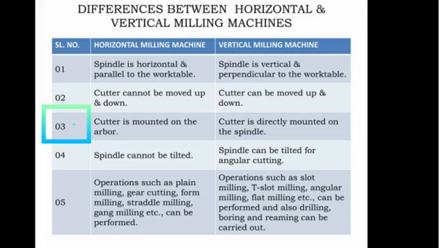3. On the horizontal milling machines, the cutter is mounted on arbor, while on vertical milling, the cutter is directly mounted on spindle. 4. On horizontal milling machine, the spindle cannot be tilted, while on the vertical milling machine, the spindle can be tilted for angular cutting. 5. On horizontal machines, operations such as plane milling, gear cutting, form milling, straddle milling, gang milling, etc. can be performed, while on vertical milling machines, operations such as slot milling, T-slot milling, angular milling, flat milling, etc. can be performed, and also drilling, boring, and reaming can be carried out.